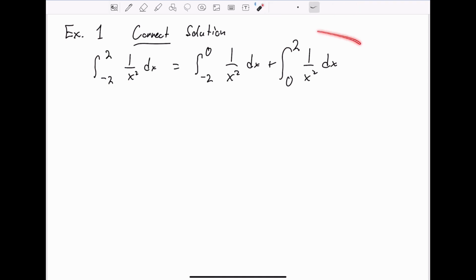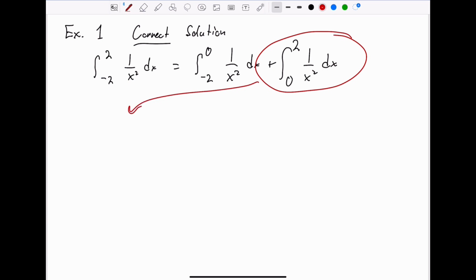The reason I split the integral apart this way is so that I can identify the problematic limit. 0 is the place where we have the discontinuity. So 0 is the problematic limit. Now I'm just going to focus on one of these two integrals. We're going to see that one of the integrals diverges, and because of that, the whole thing diverges. So for now, let's just focus on this integral from 0 to 2.